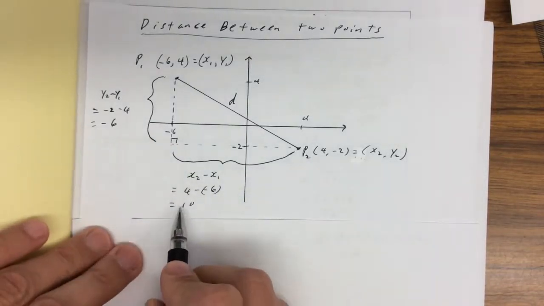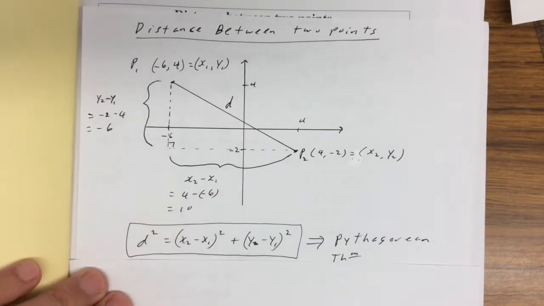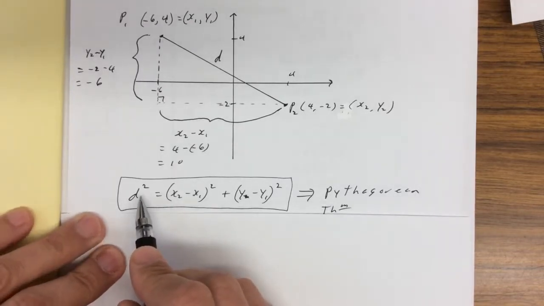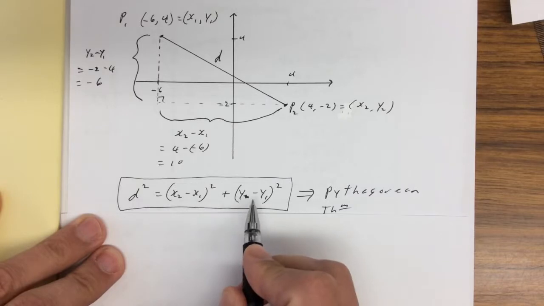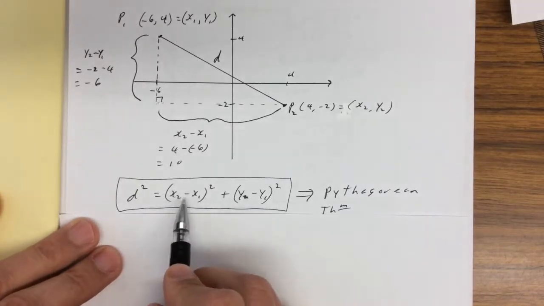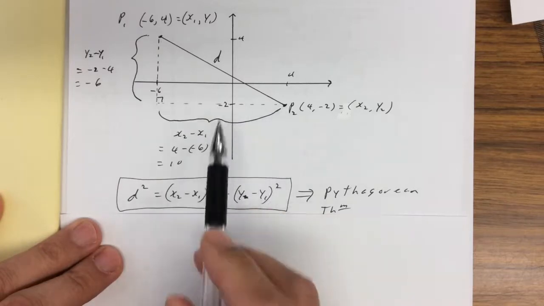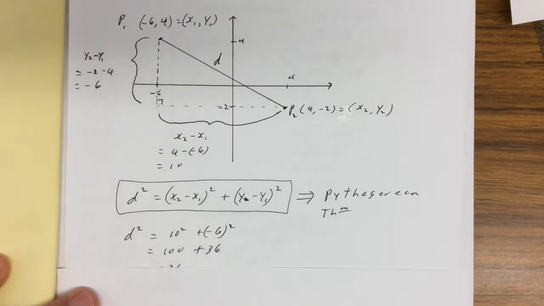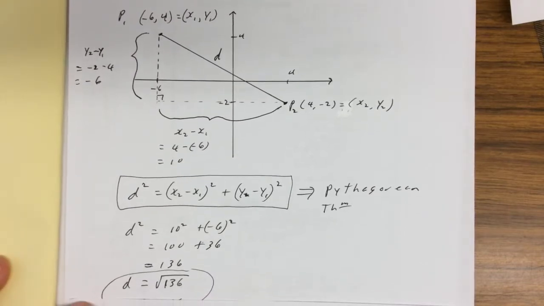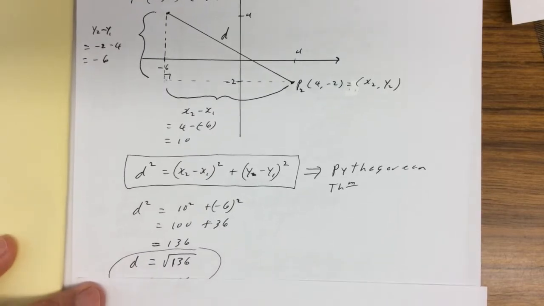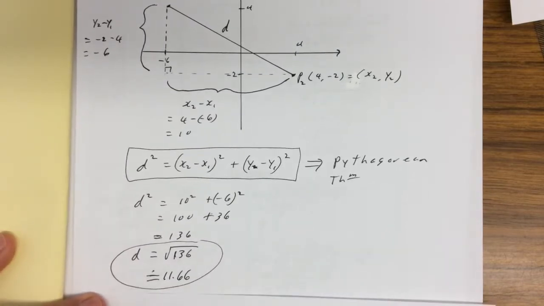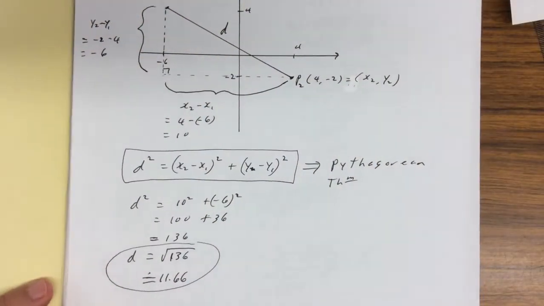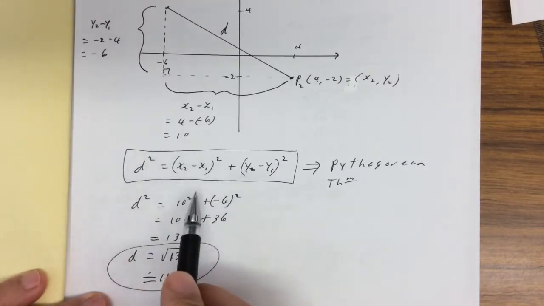Once you've got those two lengths, 10 and 6, you plug them into the Pythagorean Theorem. The Pythagorean Theorem is the hypotenuse squared equals one side squared plus the other side squared. So x2 minus x1 is the length of the base, y2 minus y1 is the height of the triangle, and you plug that in and you get the distance between the 2 points, or the length of the hypotenuse, is the square root of 136, which rounds to about 11.66.